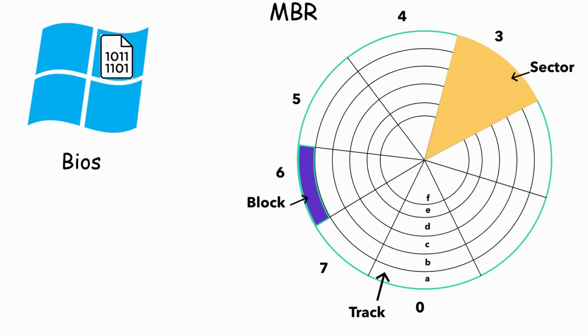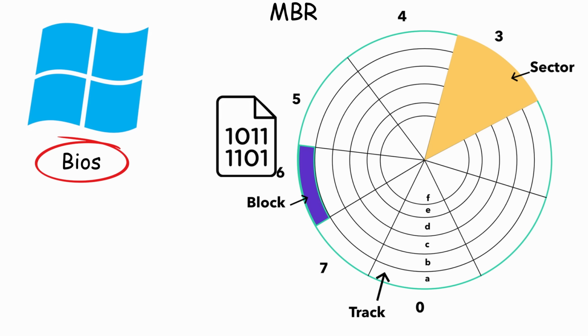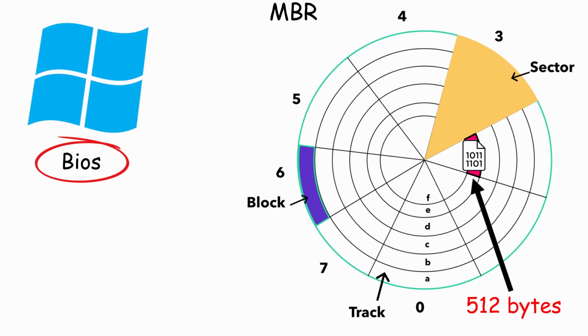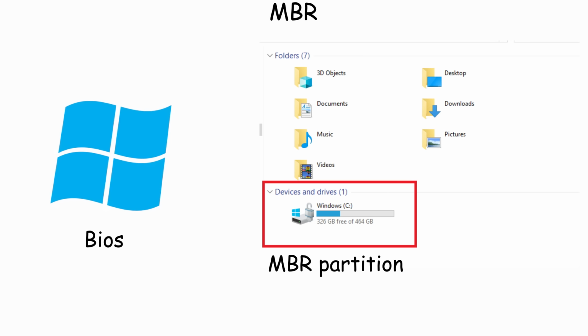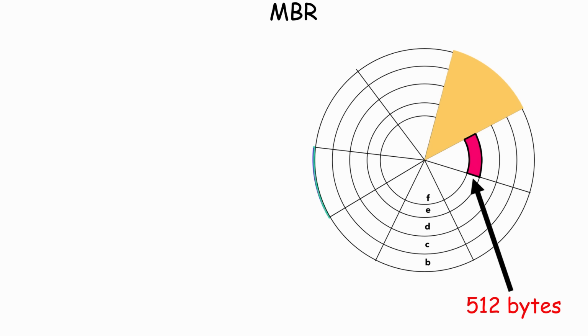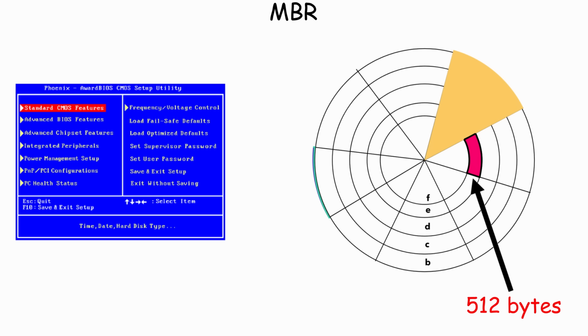If your system is using BIOS firmware, then during the installation of the operating system, the bootloader is stored in the very first sector of the storage device. This bootloader is known as the MBR, or Master Boot Record, and such a partition is called an MBR partition. It only occupies 512 bytes, and after installation, BIOS will only search this sector for the bootloader.